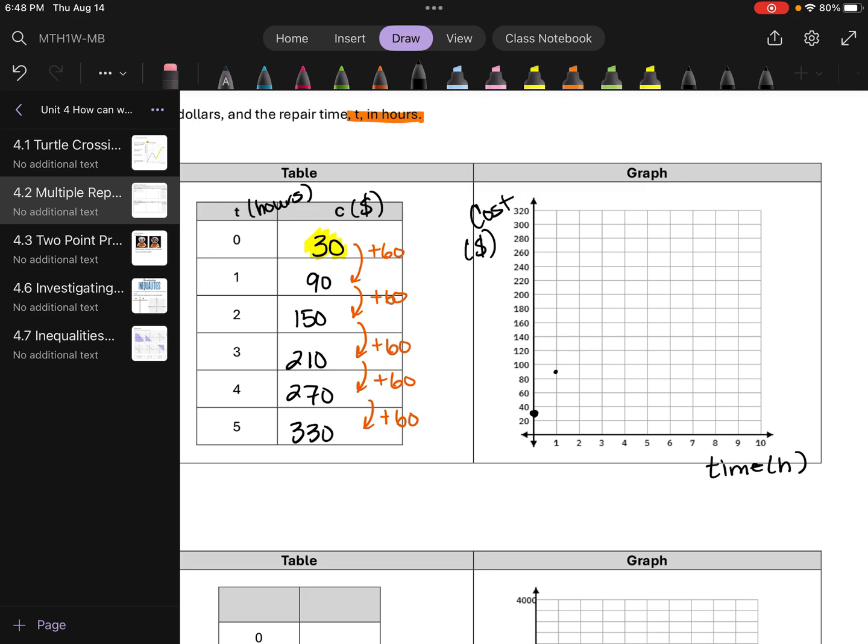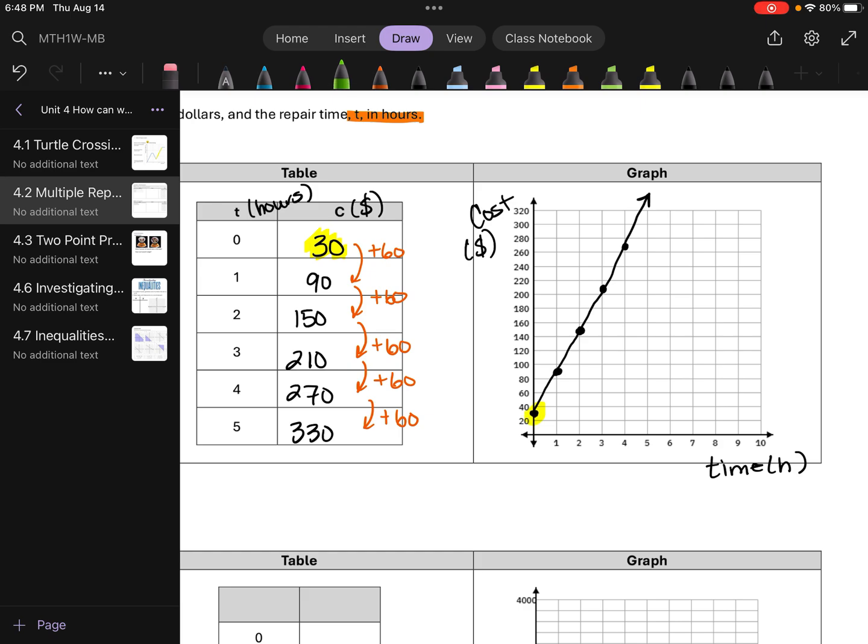I've got 1 and 90, 2 and 150, 3 and 210, 4 and 270, and 5 and 330, and that one goes off the graph, so I'm not going to put it on there. And then once you're done with that, if you have a ruler by you, you are going to connect the dots. So some things that you might notice is that I've got my first point on my graph.